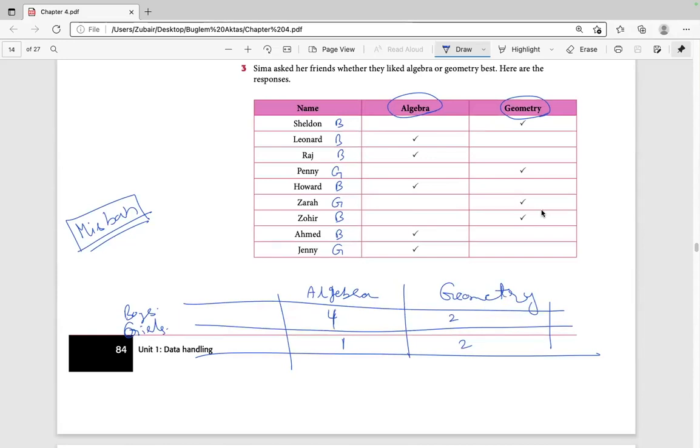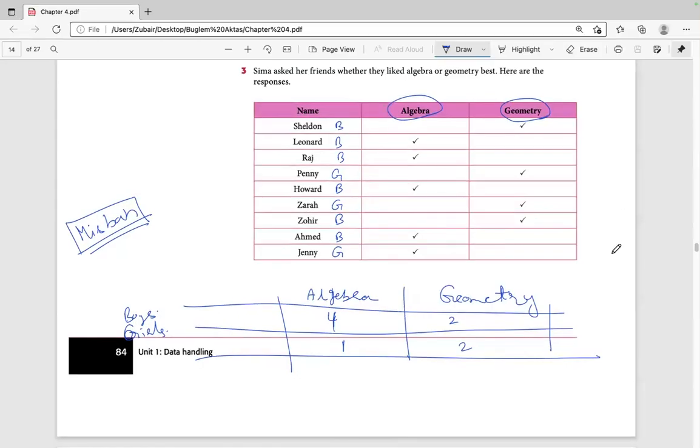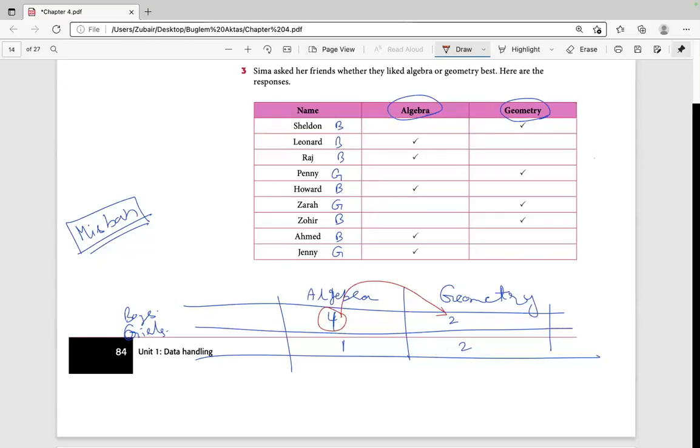So the four is basically they like algebra, and the one on the bottom is they don't like it. So which part shows that they like it and which part shows that they don't like it for the boy and the girl? How many boys like algebra is 4, and definitely those who are not in this box lie somewhere else. So 2 boys do not like algebra. How many girls do not like algebra? 2. How many girls like algebra? 1.